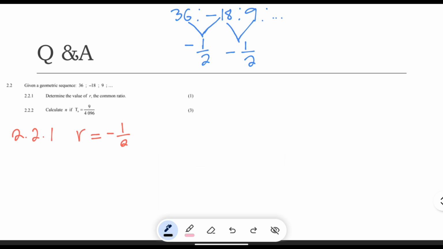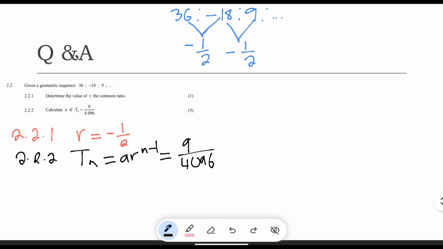Okay, now we go to 2.2.2, calculate n if Tn is equal to 9 over 4096. Our general formula for the nth term, we know that Tn is equal to ar^(n-1). And then we are told that it's equal to 9 divided by 4096, right? So now we're looking for the value of n.